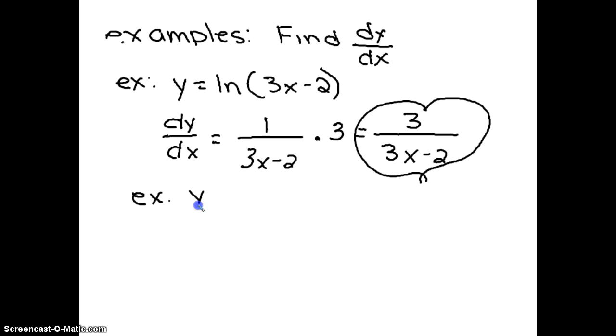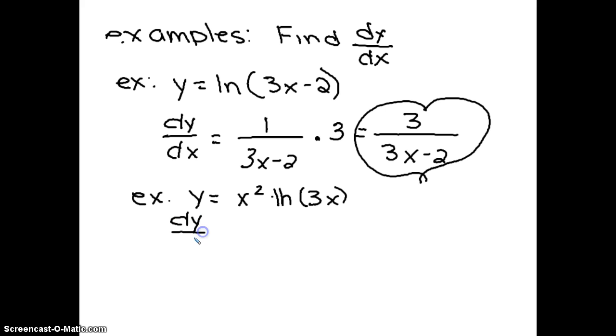If I have y equals x squared times ln of 3x, then I'm looking at this, and this is x squared times ln, that looks like an H, but it's an M, x squared times the ln of this. Right? It's not just the ln, it's the product of two things. So how do I start? I start with the product rule.